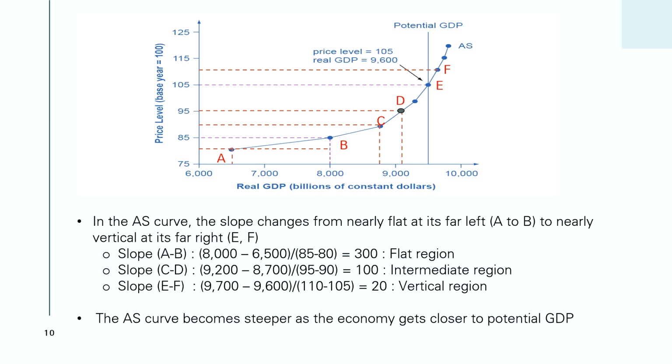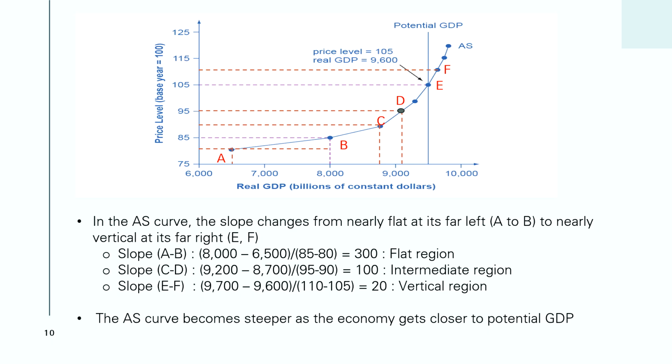In the intermediate region from point C to point D, closer to potential GDP, the economy begins to use more of its resources. Firms can still increase output, but not as easily. As a result, the slope becomes steeper. Output responds less, like 100 real GDP, given price changes.